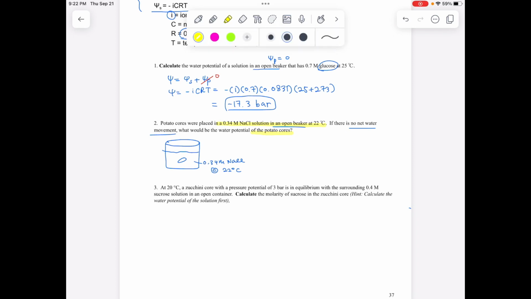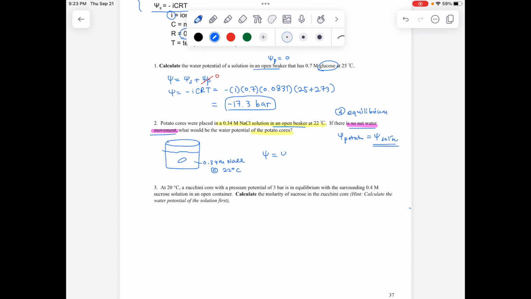But there is a key phrase here, right? It says that there's no net water movement. This means that the whole system is at equilibrium. What this means is that the water potential of the potato core is equal to the water potential of the solution that's sitting on the outside. That's why no net water movement is occurring. So by calculating the water potential of the solution, we're automatically calculating the water potential of the potato core. So that's what we're going to do.